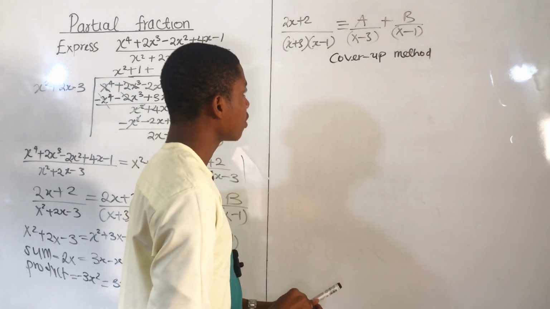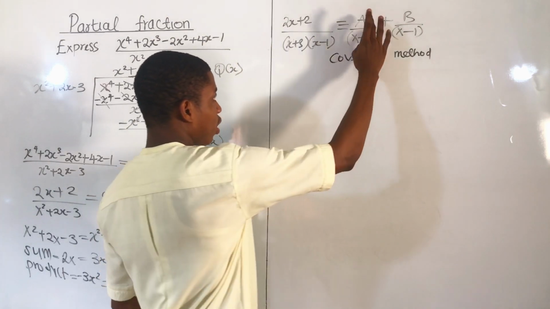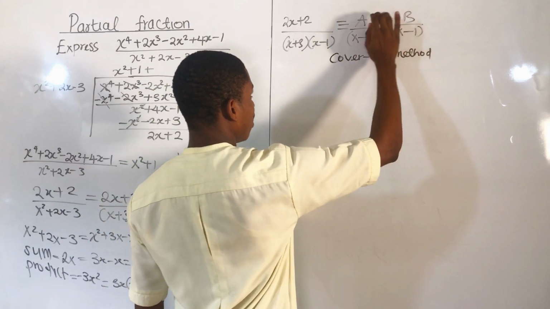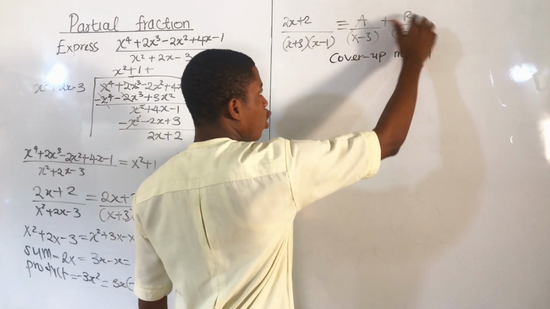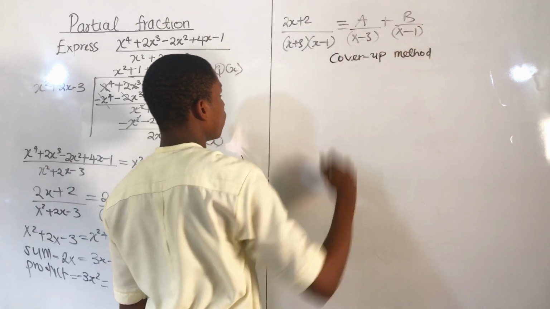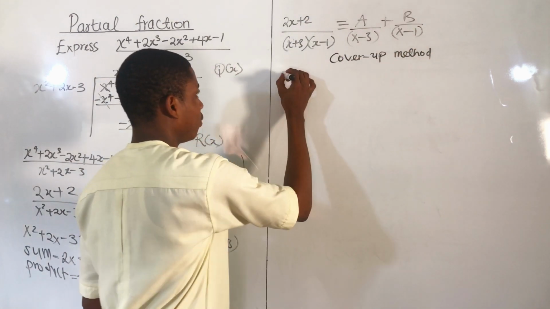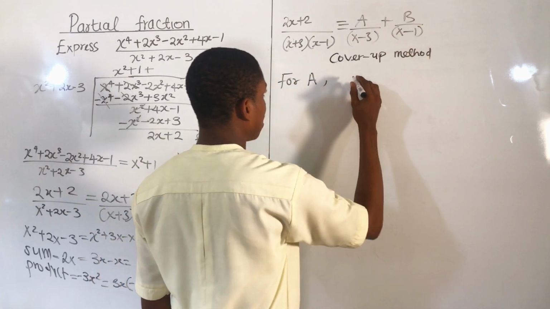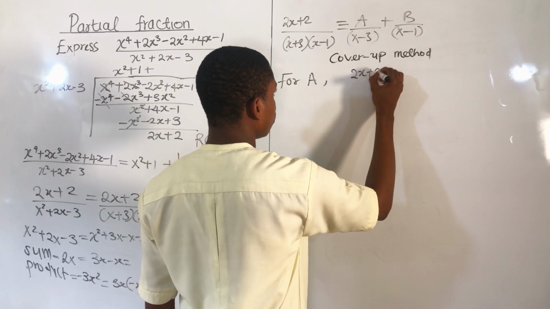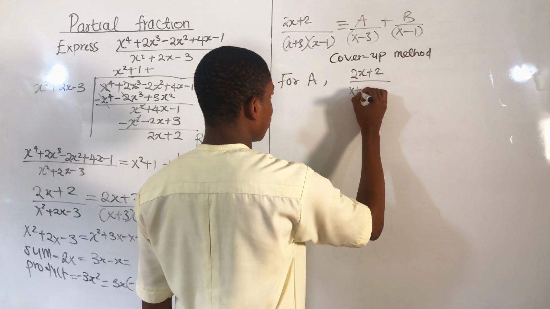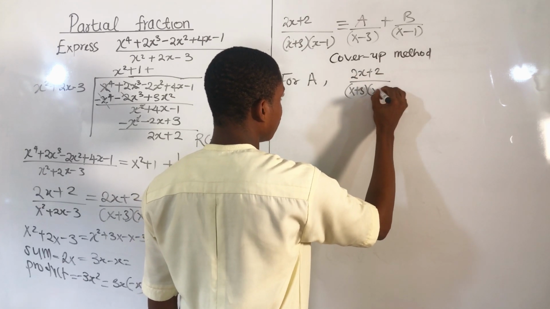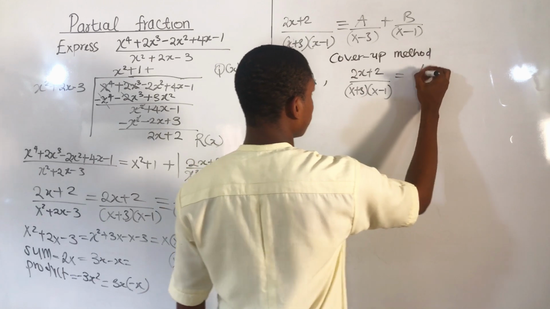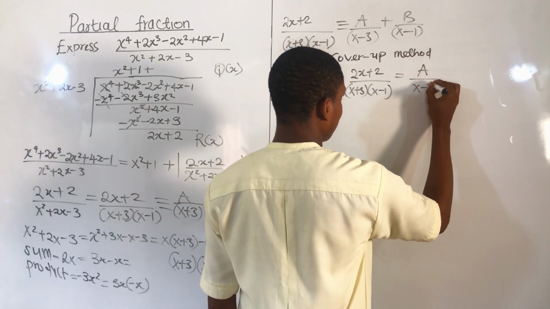So using the cover up method, the concept is still the same. If you're looking for A, cover up B, take these two. If you're looking for B, cover up A, take these two. So let's see for A now. For A, we're going to cover up B. We're going to have 2x plus 2 over (x plus 3)(x negative 1) equal to A over x negative 3.